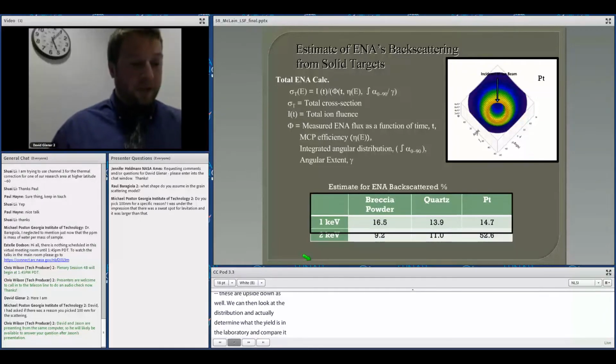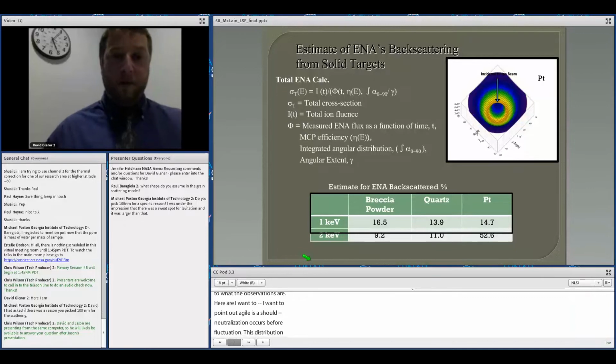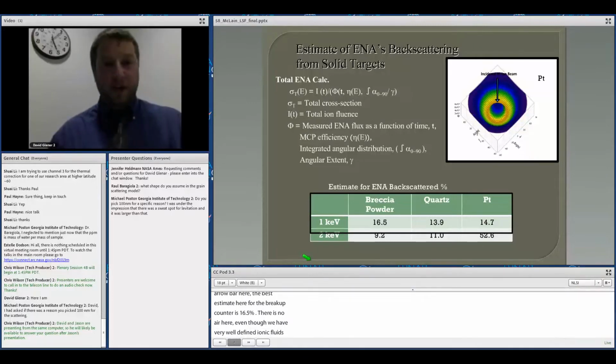Here, I just wanted to point out that neutralization occurs before reflection, and this reflection is a multiple collision process. This distribution is determined by assuming that the integrated angular distribution is symmetric, which holds true for the very rough surface of the Apollo dust. I didn't put error bars here, but our best estimate at 1 keV for the Breccia powder is about 16.5%. The reason there's no error here is that even though we have a very well defined ion fluence as well as our angular extent and the MCP efficiency for the detection, the integrated angular distribution we're working on improving.